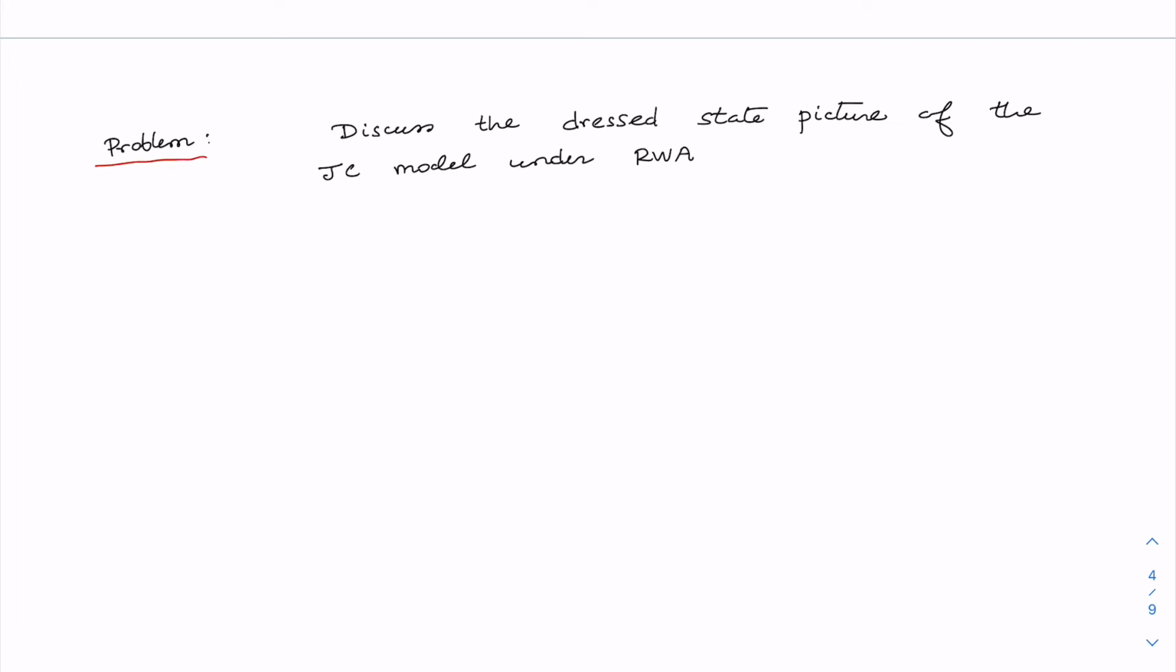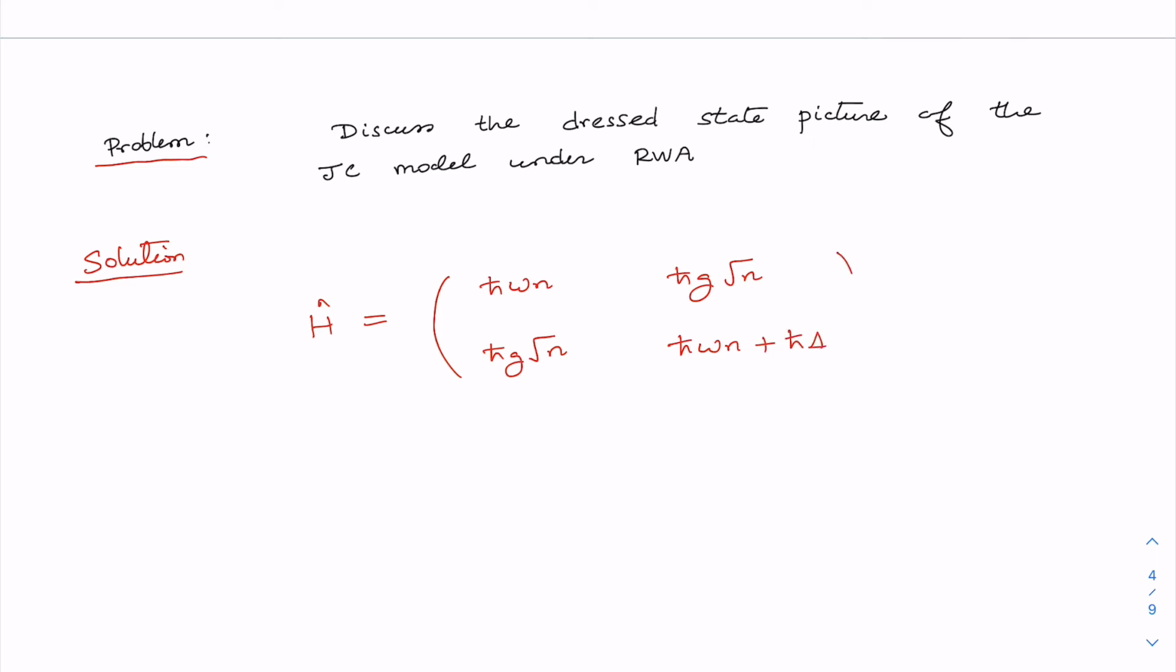You are asked to discuss the dressed-state picture of the JC model under rotating wave approximation. So let us first of all write down the Jaynes-Cummings Hamiltonian under RWA, which we have just worked out, that is h cross omega n here, h cross z square root of n, h cross z square root of n and h cross omega n plus h cross delta. Here the detuning parameter delta is equal to omega atom minus omega.